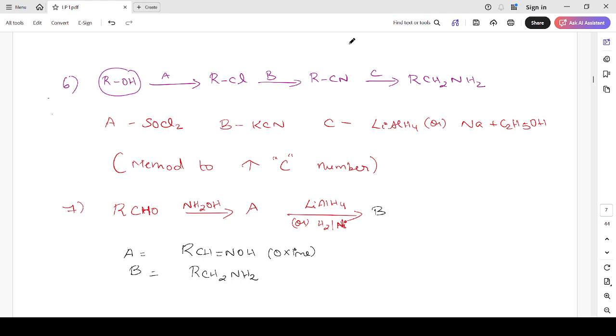I want to convert this alcohol into amine, adding one CH2 group to this. They are giving you a pathway as well. They are asking you to find out which one should be the reagent here. OH is getting converted to Cl. Anything you should use, you can use.